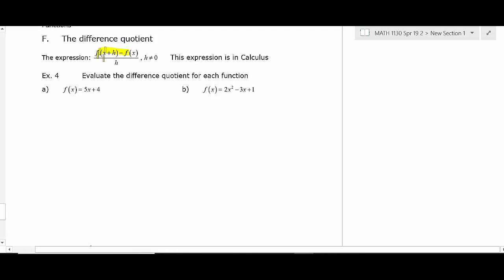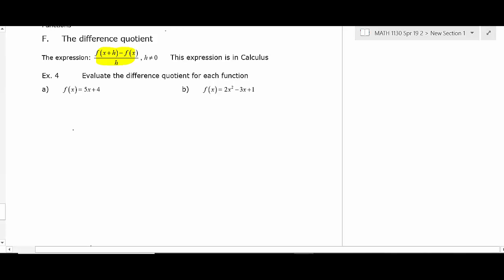We don't really talk much yet about what a difference quotient is. We want you to be able to evaluate a difference quotient because it's good algebra practice. And when you take Calculus 1, you'll know what that is. It's a real big deal in calculus; when you're doing derivatives and stuff like that, it has a lot to do with that expression.